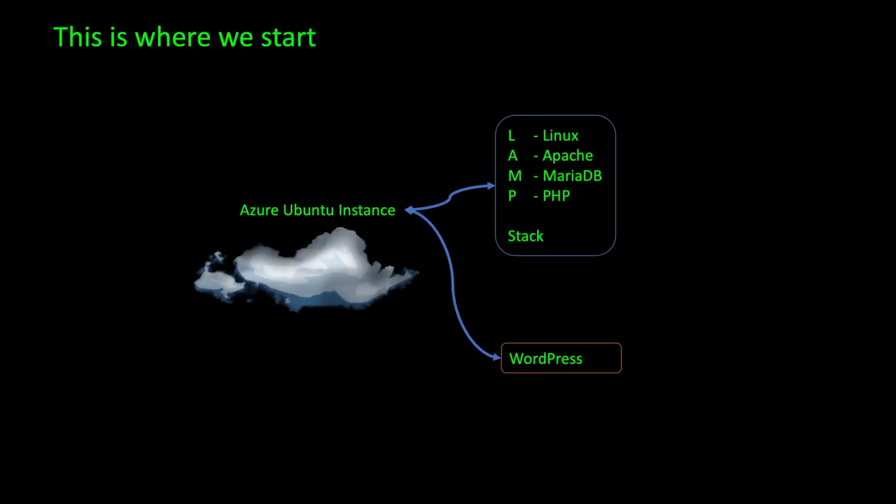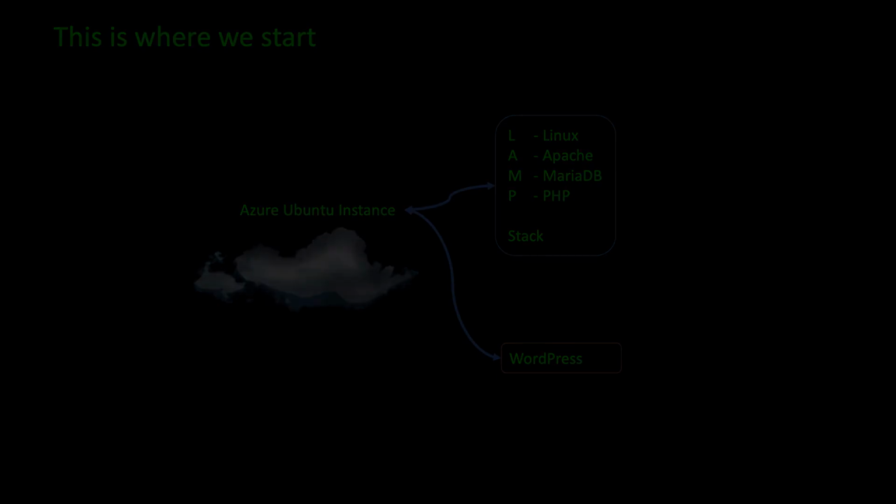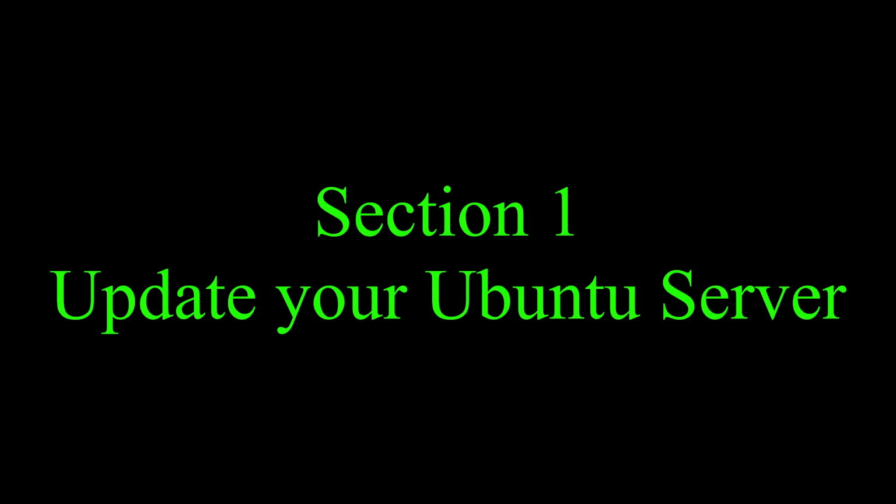This is where we start. I have set up a Ubuntu instance in Azure. I will show you how to install the LAMP stack and integrate with WordPress. Last but not least, I will also show you how to install the SSL cert to secure the communication to your website. Let's start with section 1, how to update your Ubuntu server.